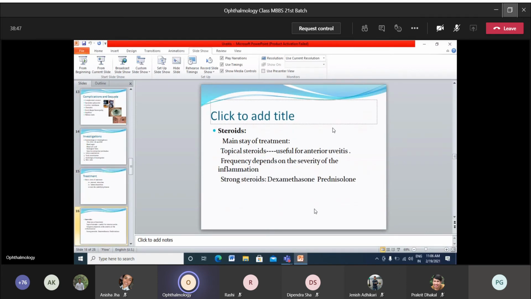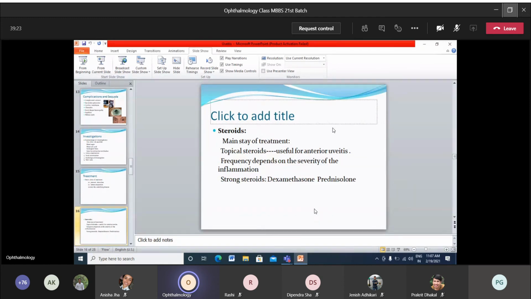The mainstay of treatment is of course steroids, and topical steroids are useful for anterior uveitis, and the frequency depends on the severity of the inflammation. If there is a lot of inflammation, like exudates, cyclitic membrane, hypopyon and so on, then you go for prednisolone or dexamethasone. Usually prednisolone acetate 1% is given as frequently as 2 hourly or 1 hourly. But if the inflammation is not that much, then you can go for 4 times or 6 times a day instillation.